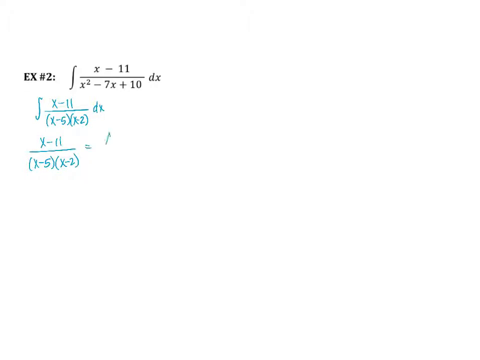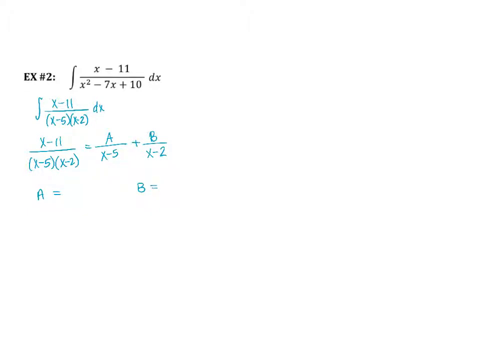And so I'm going to say there was a numerator here for x minus 5 plus, and then a numerator here for x minus 2. Now we're going to go through and try to solve for a and b, and the way we're going to do that is our cover-up method.